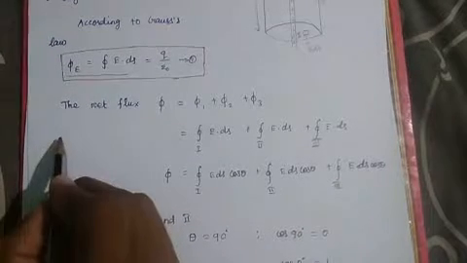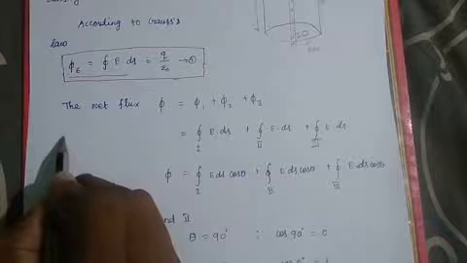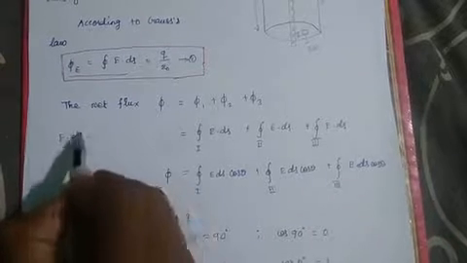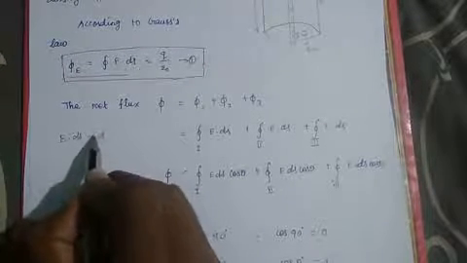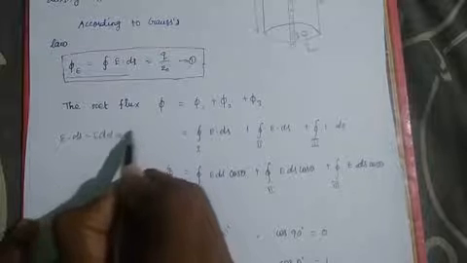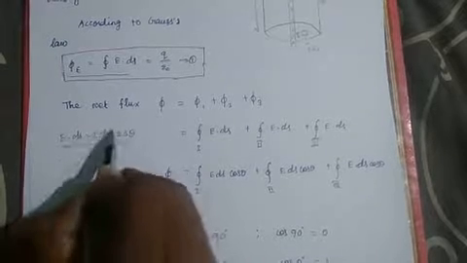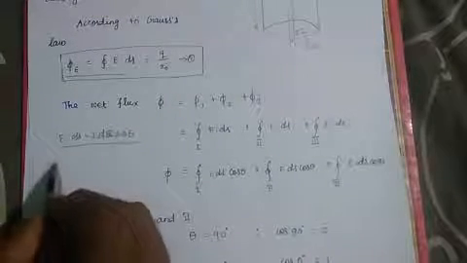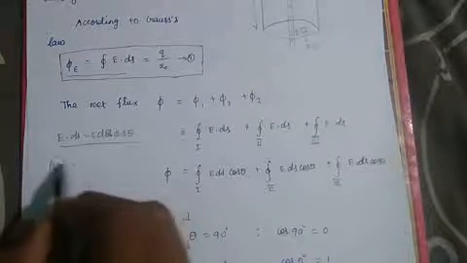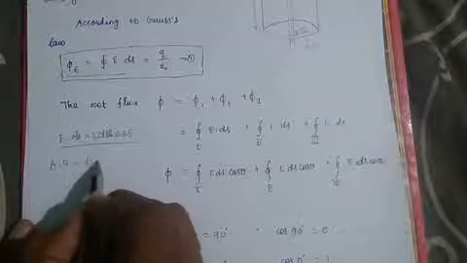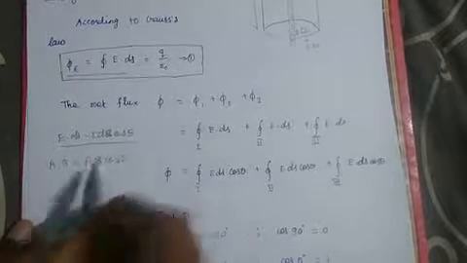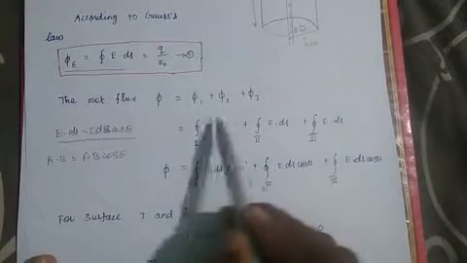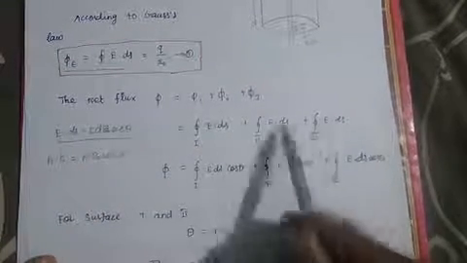So next step. E dot ds means you can write E ds cos theta. This is already discussed in previous videos. A dot b can be written as ab cos theta. The dot product of any two vectors can be written in the form of ab cos theta. So from this I am writing E ds cos theta for each surface.